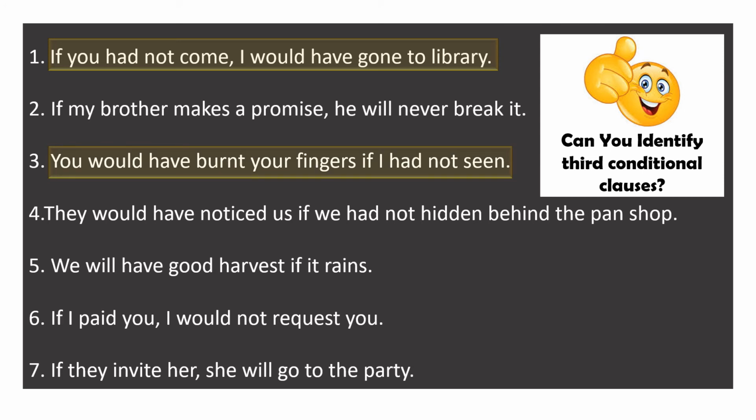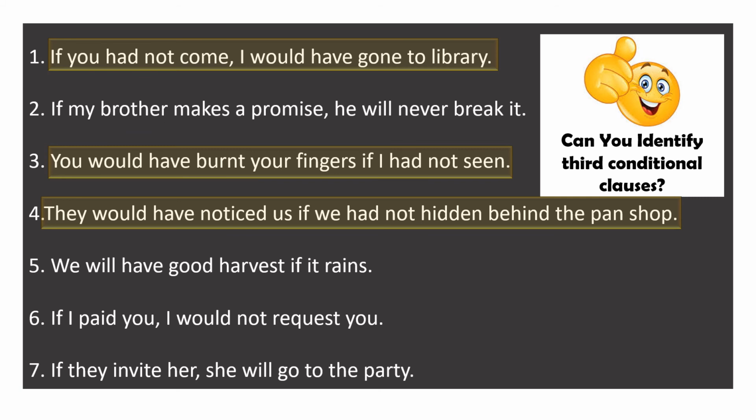You would have burnt your fingers if I had not seen. I saw, so you didn't burn your fingers. But if I had not seen, you would have burnt your fingers. And the fourth sentence also is a third conditional sentence: They would have noticed us if we had not hidden behind the pawn shop. We hid ourselves behind the pawn shop, so they didn't notice us. But if we had not hidden, they would have noticed us.